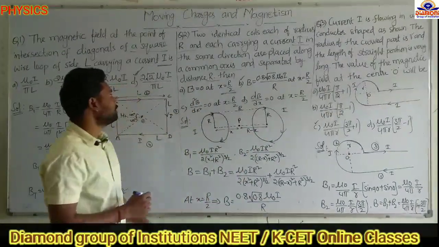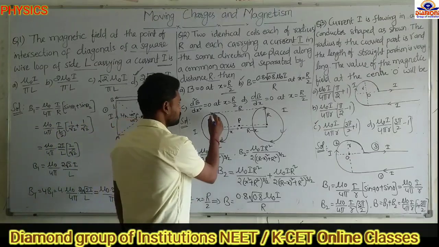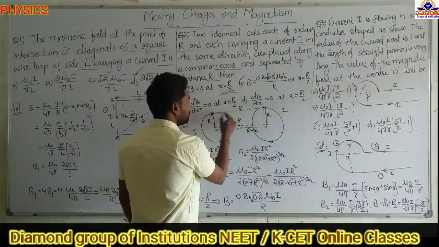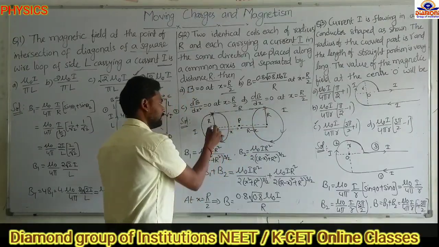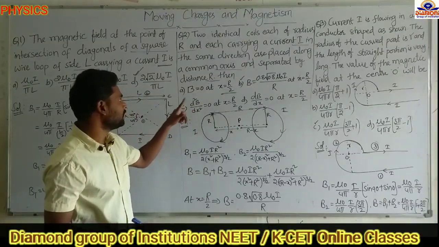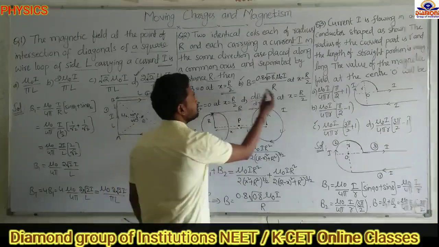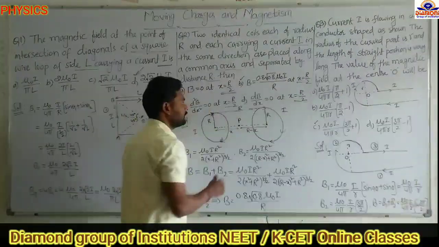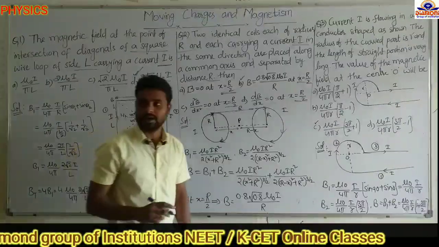And next, they are separated by a distance R. Okay, these two are separated by the R distance. From here to here the distance is R, and the radius is also R. And they are asking the magnetic field. So according to the options, in all options they are asking the magnetic field at x equal to R by 2.